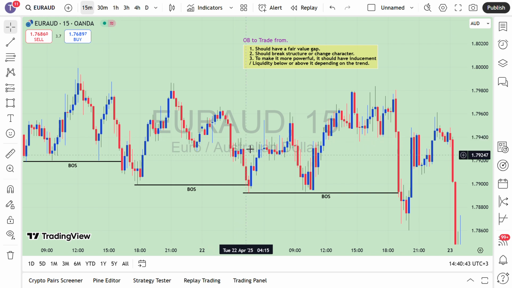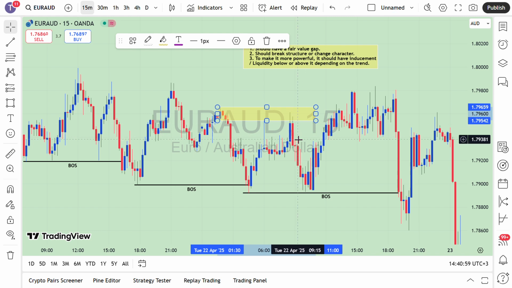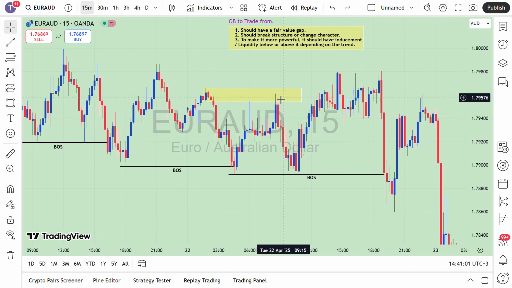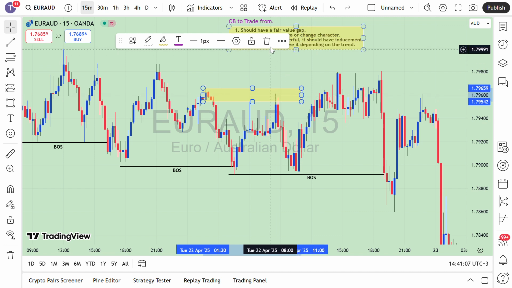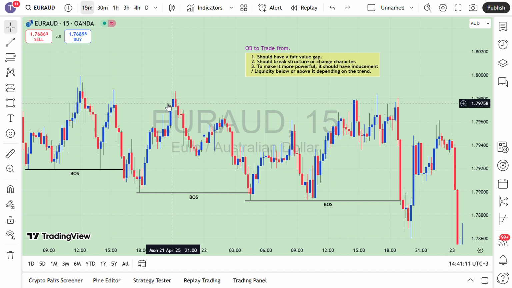So that's why you can see here the market reacted from this order block. If I mark this order block, that's why this order block made the market react. So you can see very clearly here. The market tapped into this order block and then reacted to the downside. But for me, I could not take any trade from there. So I waited for this extreme order block.